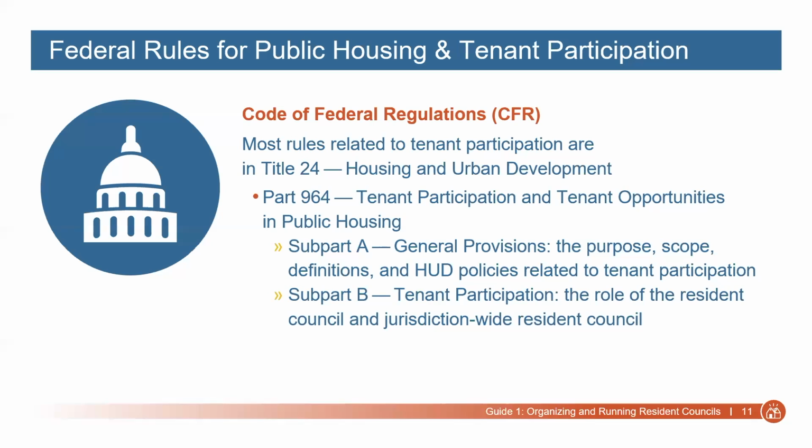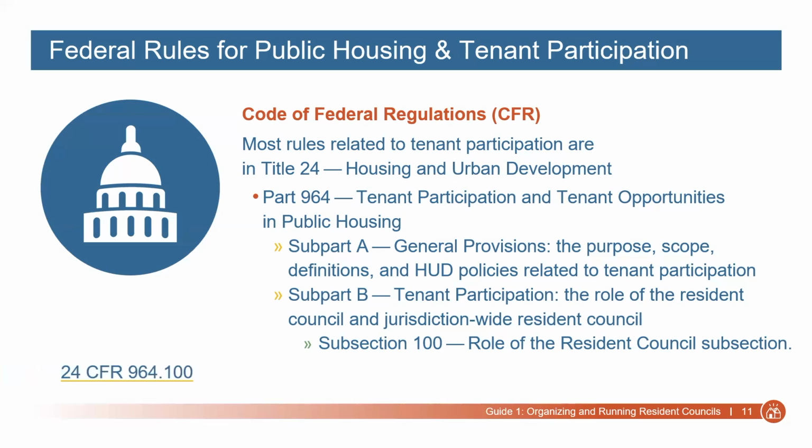Under each subpart, there are subsections. For example, subsection 100 is the role of the resident council subsection. If you want to look this up by number, you would look for 24 CFR 964.100. Throughout the written guides, relevant sections of the federal code are linked. Where applicable, the primary CFR sections for each training are available in the resources section of the guide and the trainings as clickable links.